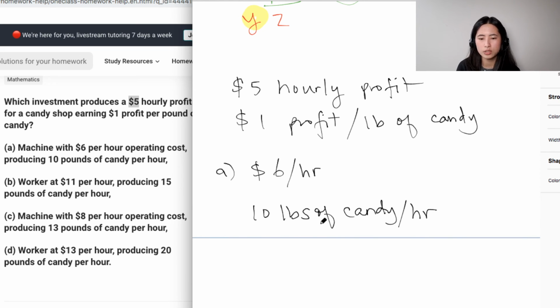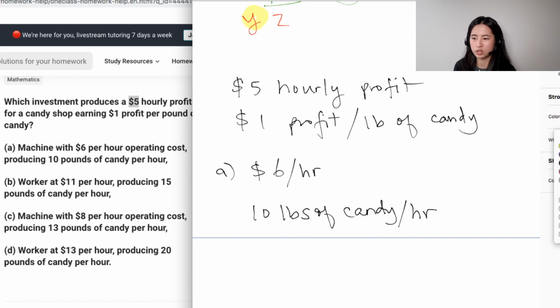Okay, so as you can see, this is going to be a little bit of unit analysis, right? Because you want to identify your net profit. Basically, that's the question. So net profit is with your operating costs, which is $6 per hour, and you are able to produce 10 pounds of candy per hour. So when you earn that profit for your 10 pounds of candy, net profit is basically subtracting the amount that you're earning and the amount for the operating costs. So when you subtract, that's your net profit. That's what you're looking for, the $5 hourly profit, right? So that's basically your net profit.